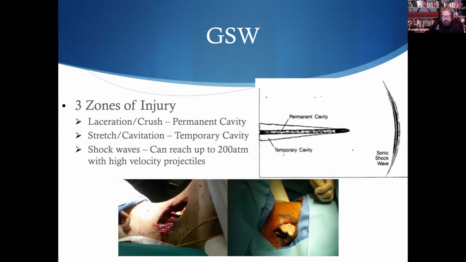So I kind of started talking about this permanent cavity, the temporary cavity. You get the laceration crush, and that's just the bullet going straight through. But then you also get this temporary cavity, which is much higher in high velocity rounds, where you get a stretch and this kind of cavitation effect. And then finally, you get this shock wave, and the shock wave is especially important anywhere near fluid-filled organs, because we can get really high, up to 200 atmospheres in high-velocity projectiles.